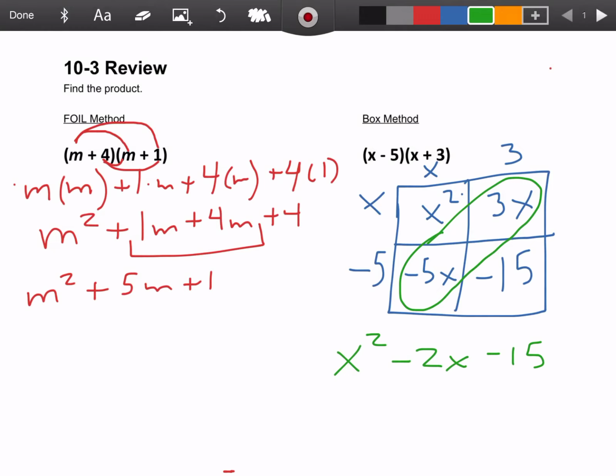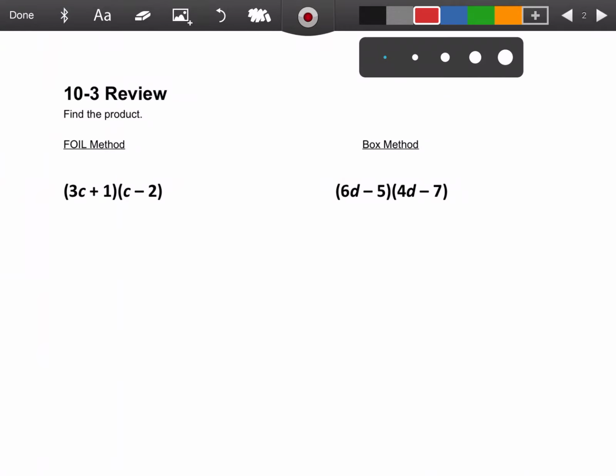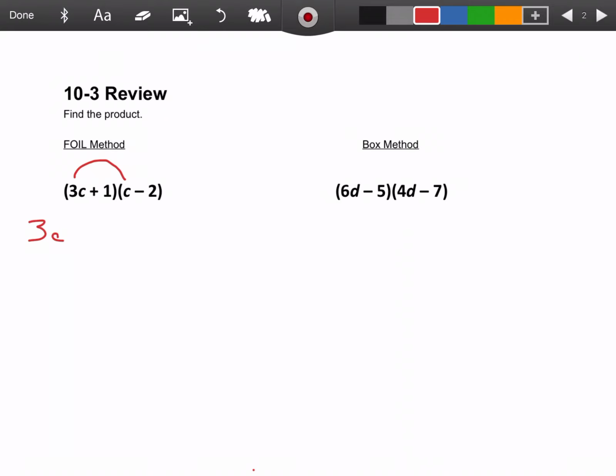Now the only thing that you need to do is make sure that you combine like terms, which the x terms are the only ones that are going to be like terms here. So our final answer would look like x squared, and then we have a negative 5x plus 3x, that would give us a negative 2x, and then we just have the minus 15 at the end. So there's two examples of multiplying binomials, one with the FOIL method, one with the box method.